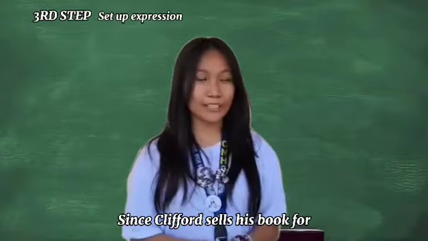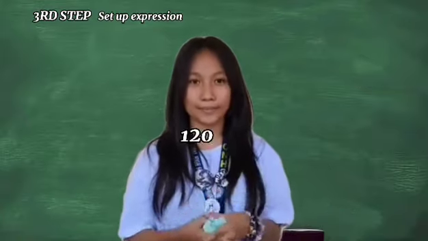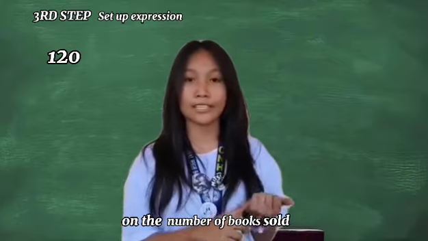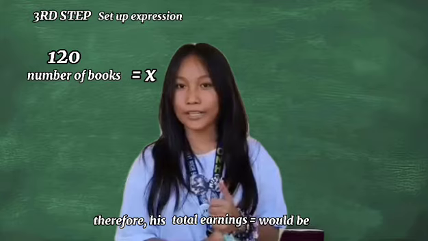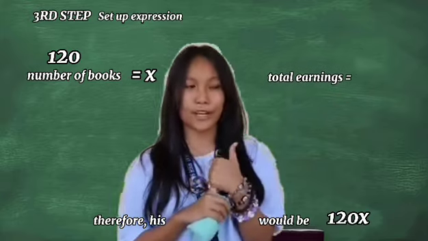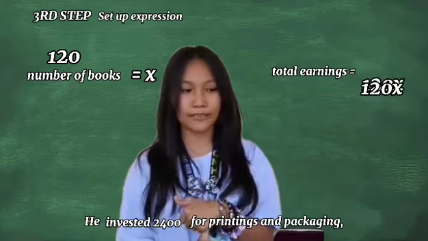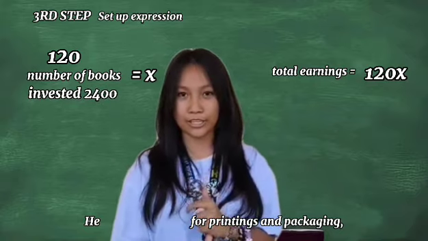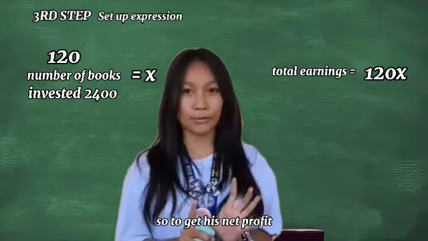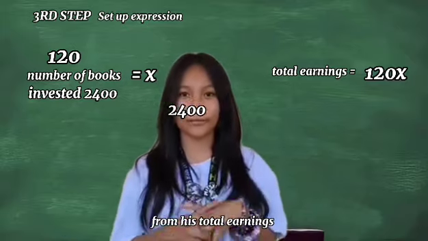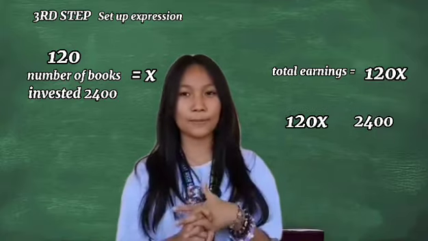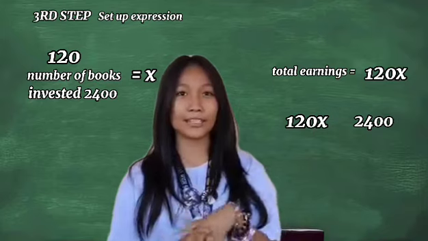Next step is to set up our expression. Since Clifford sells his book for 120 pesos and his total earnings depend on the number of books he sold, his total earnings would be 120x. He invested 2,400 on printing and packaging. So to get his net profit, we subtract 2,400 from his total earnings, 120x, and it becomes 120x minus 2,400.